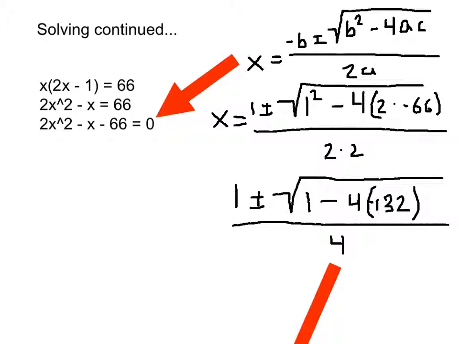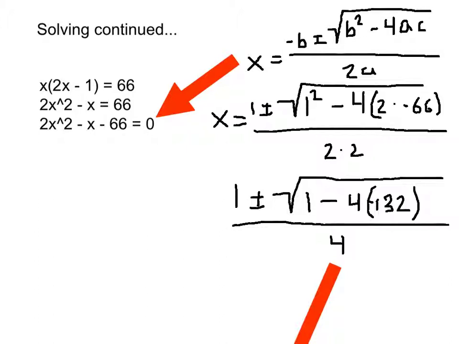Now we're going to subtract the 66 so we can get this to equal 0, and plug this into the quadratic formula. So now we have 2x to the second minus x minus 66 equals 0. Since this is now a quadratic equation, we can plug this into the quadratic formula up here. As we know, the quadratic formula is x equals negative b plus or minus the square root of b squared minus 4ac, all over 2a.